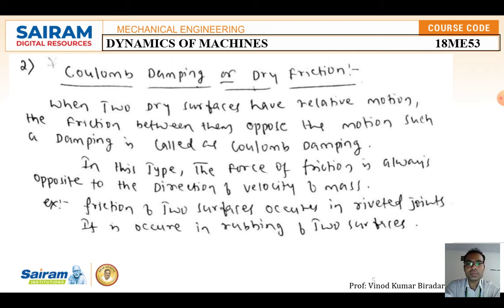In this type of damping, the force of friction is always opposite to the direction of the velocity of the mass. The best example is the friction of the two surfaces in a riveted joint. In the design of machine elements, there are a lot of fixing elements, and in a riveted joint we get this Coulomb damping. Normally it occurs in the rubbing of two surfaces. So that is called Coulomb damping.